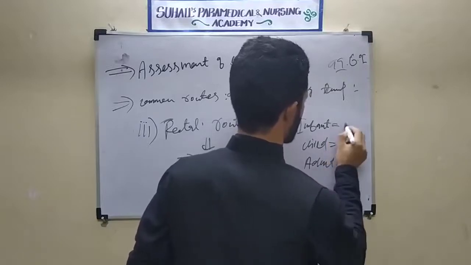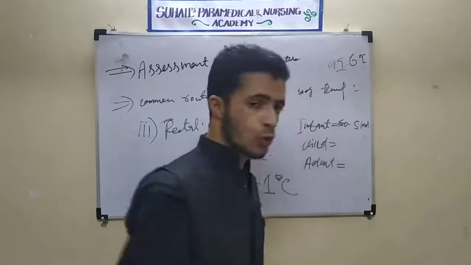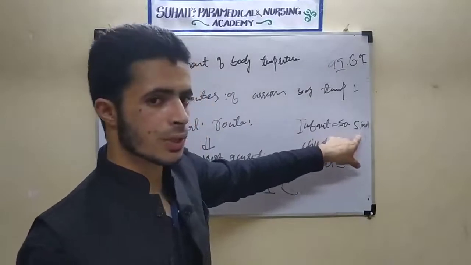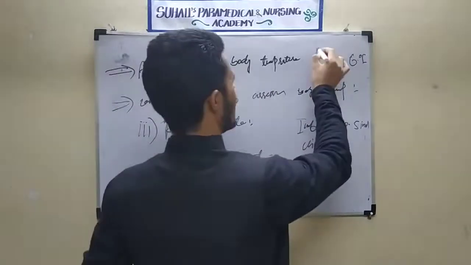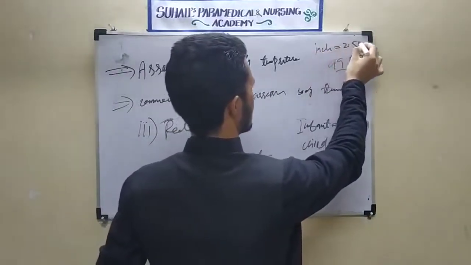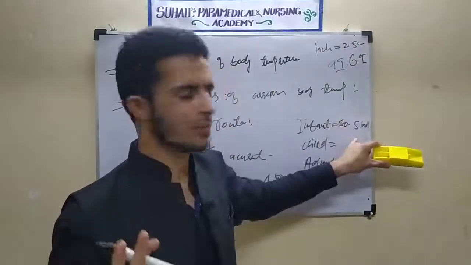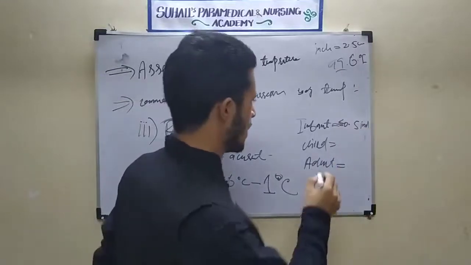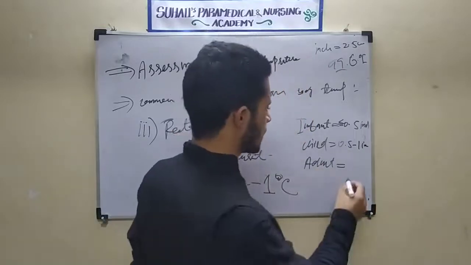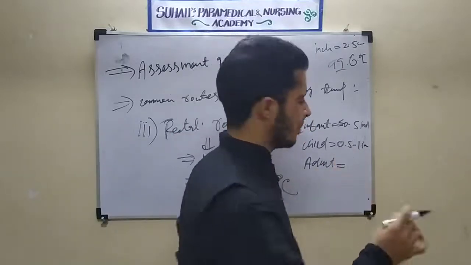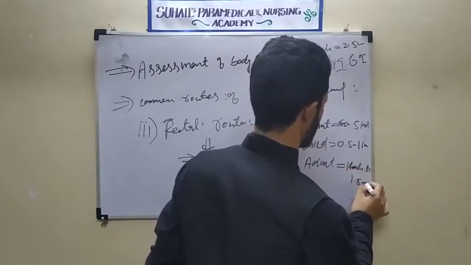Remember, in case of infant, equal to or less than 0.5 inch, we should put. We should insert the bulb 0.5 inch inside the anus. One more thing is there, 1 inch is equal to 2.5 centimeter. So it means it will be 1.25 centimeter. Up to this 0.5 inch we should use. In case of child, we should use 0.5 to 1 inch. In case of adult, we should insert the bulb 1 to 1.5 inch. Okay, this is in case of adult.